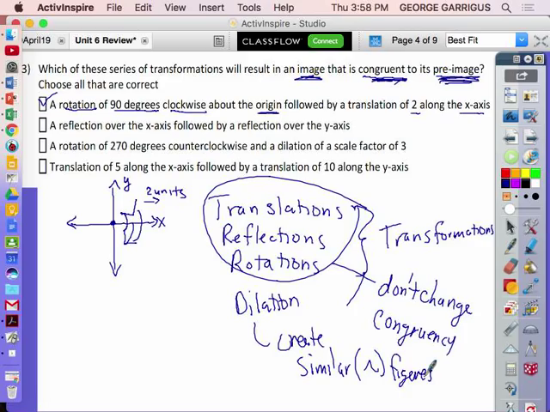So what are we looking at here? A reflection over the x-axis followed by a reflection over the y-axis. Which of these will fit? That will be congruent still, because it didn't undergo a dilation. A rotation of 270 degrees counterclockwise and a dilation. Uh-oh, I saw that word. Dilation and a scale factor of 3. So that one will not be congruent. And then we have a translation of 5 along the x-axis followed by a translation of 10 along the y-axis. A translation of 5 and a translation of 10, that's okay. That'll still be a good figure.